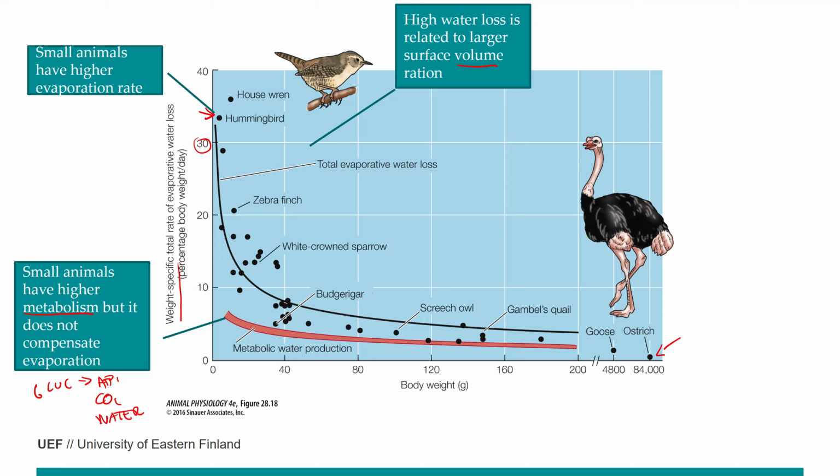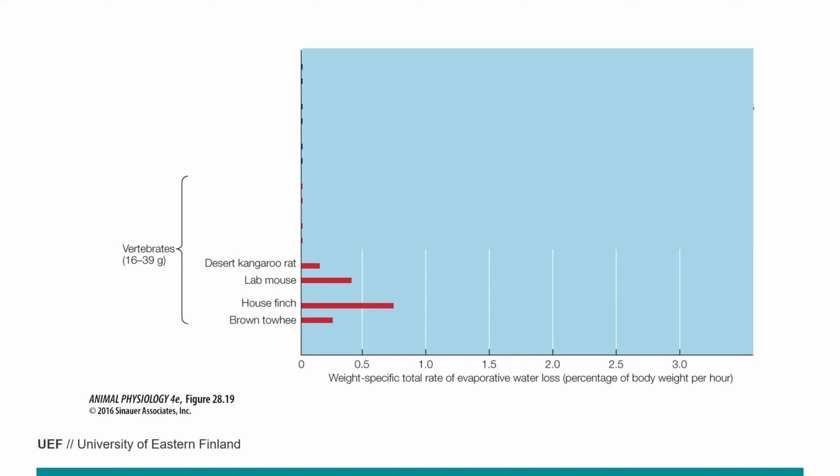Okay, let's look still one more time on the different kind of animals, animal groups. So over here we have mammals and birds. The typical evaporation of water loss might be 0.5% of the body weight within an hour.